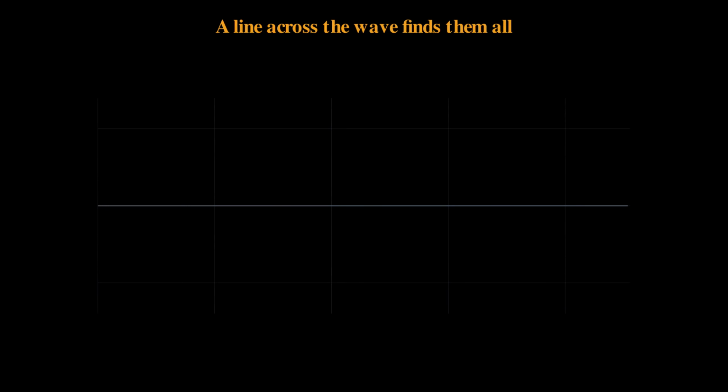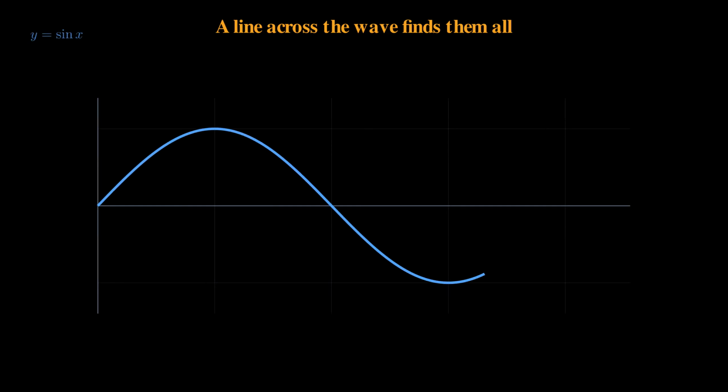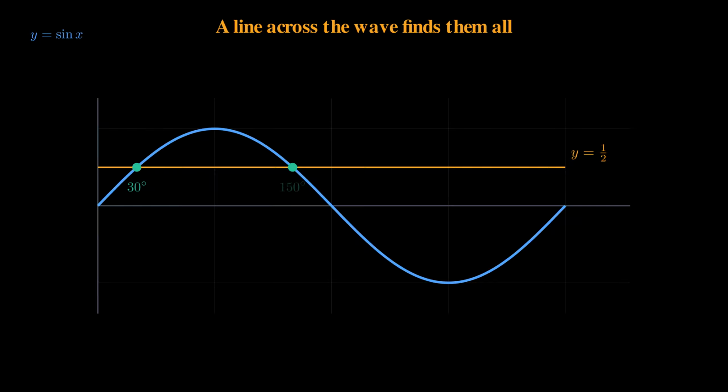Draw the trig graph over your interval. Here, sin x from 0 to 360 degrees. Then draw a horizontal line at the value you want, y equals a half. Now every point where the line crosses the wave is a solution, and you can literally count them. Here the line cuts the curve twice, at 30 degrees and at 150 degrees. 2 crossings, 2 solutions, nothing hidden. The graph turns a memory problem into a counting problem.